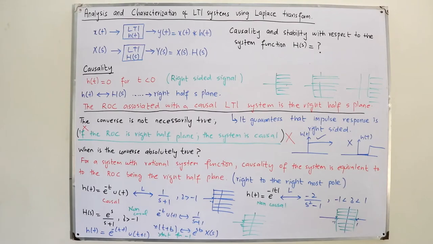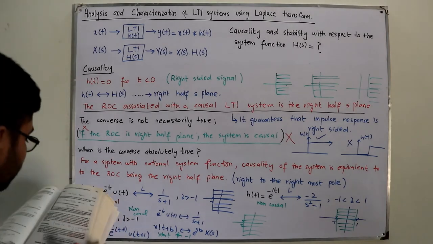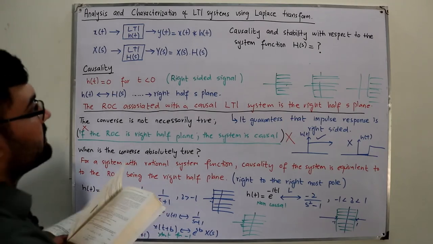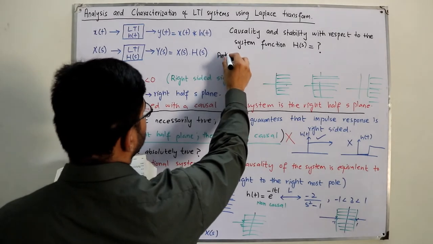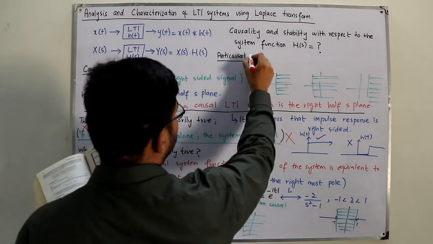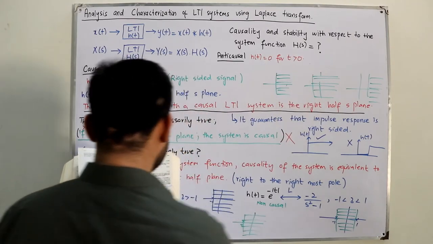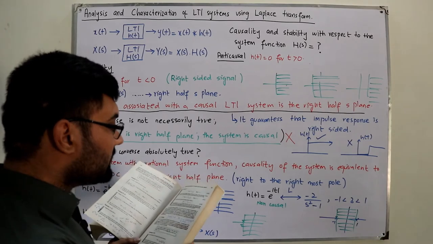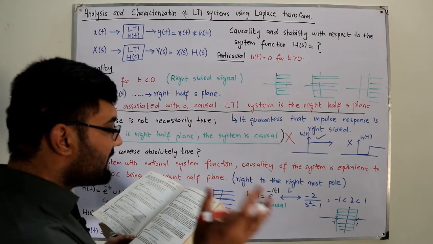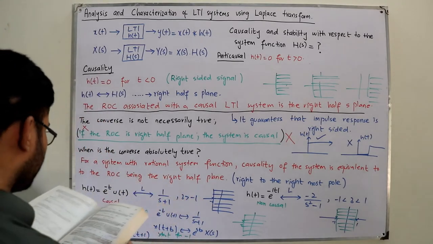Anyways, what would be an anti-causal system? You know that very well. I would write the definition. An anti-causal system is a system for which the impulse response is zero for positive values of time: h of t is equal to zero for t greater than zero. Now the h of t would be left sided, so the system function ROC would have to be the left half plane. The converse is not true.